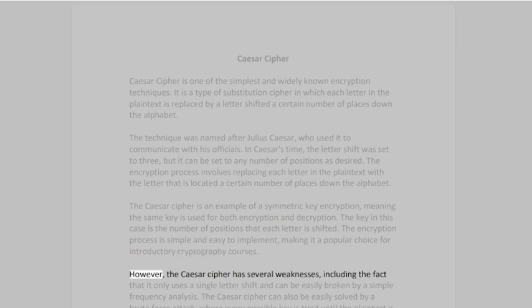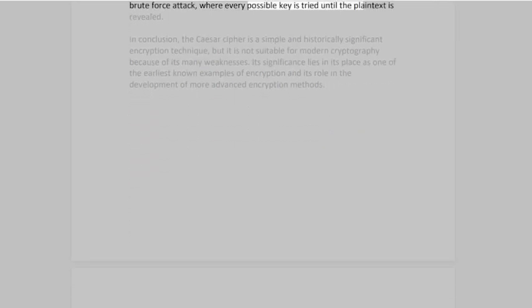However, the Caesar cipher has several weaknesses, including the fact that it only uses a single letter shift and can be easily broken by a simple frequency analysis. The Caesar cipher can also be easily solved by a brute force attack, where every possible key is tried until the plaintext is revealed. In conclusion, the Caesar cipher is a simple and historically significant encryption technique, but it is not suitable for modern cryptography because of its many weaknesses.